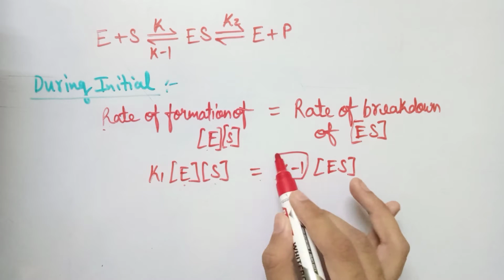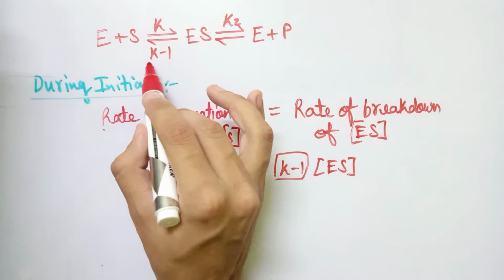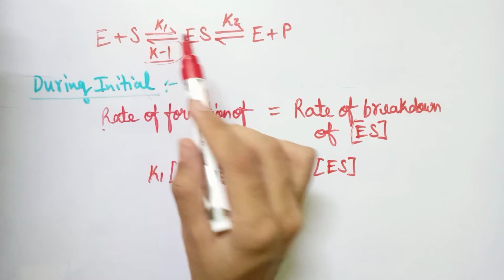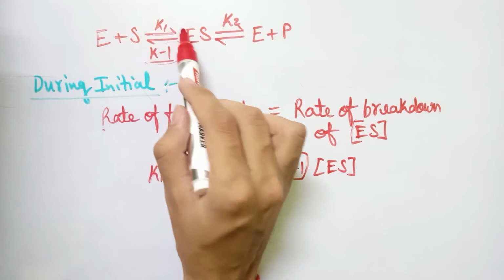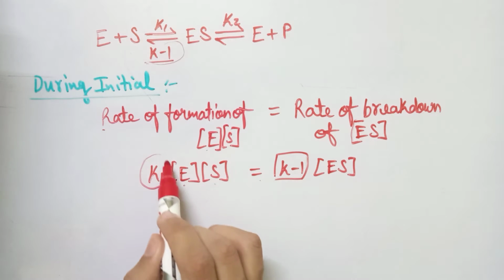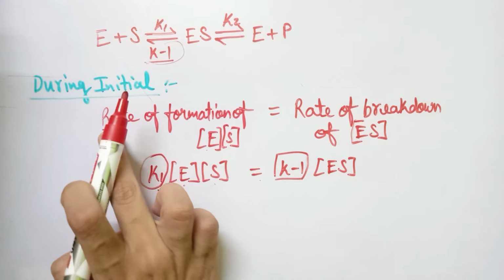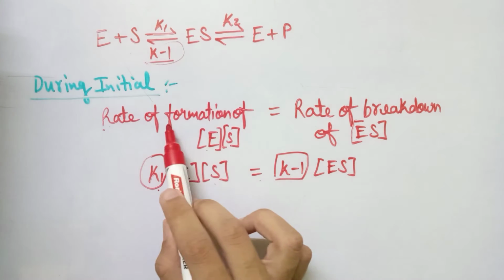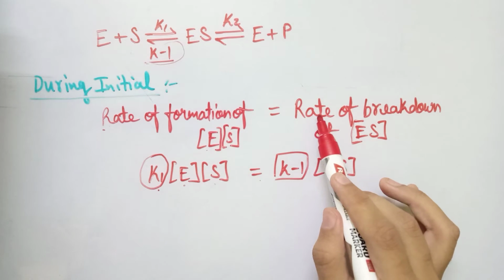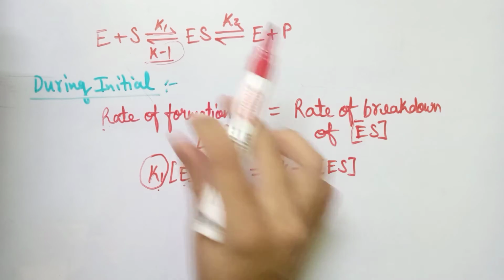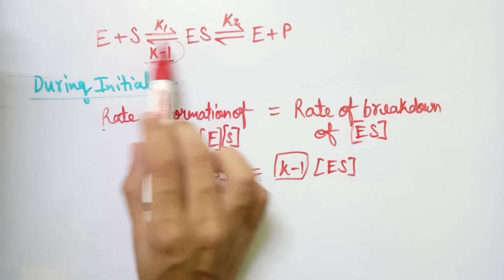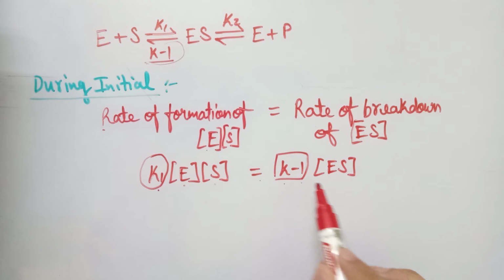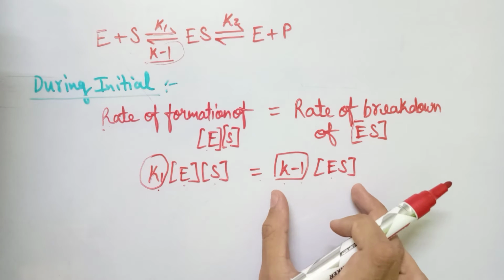Now this K minus 1 is basically the rate of backward reaction and K1 is the rate of forward reaction. So K1, the rate of forward reaction, is taken here because it is the rate of formation of enzyme substrate complex and it proceeds in the forward direction. And when we see the rate of breakdown of enzyme substrate complex, it proceeds in the backward direction. So that's why K minus 1 enzyme substrate complex is taken here.